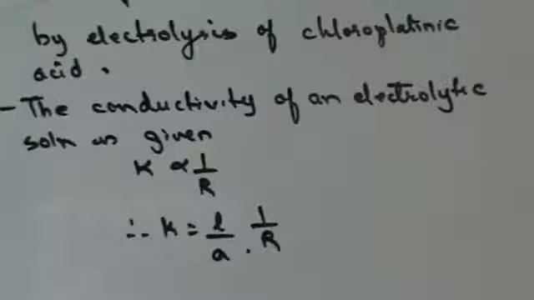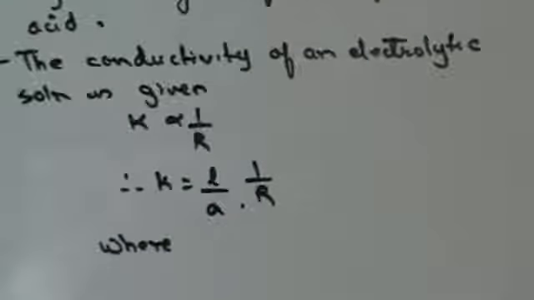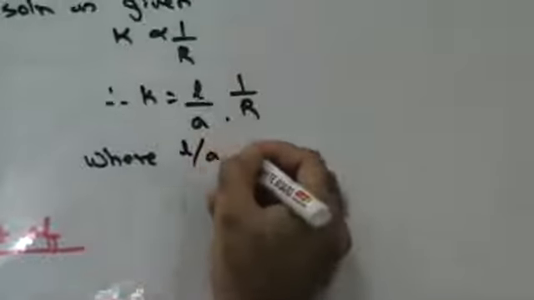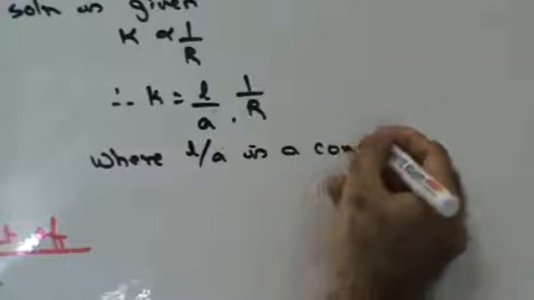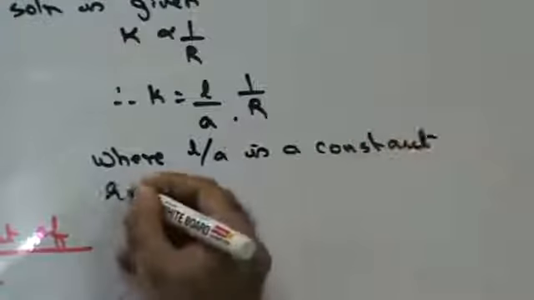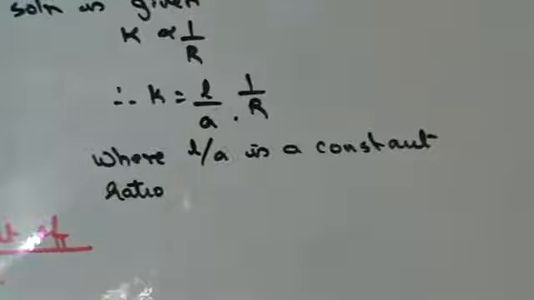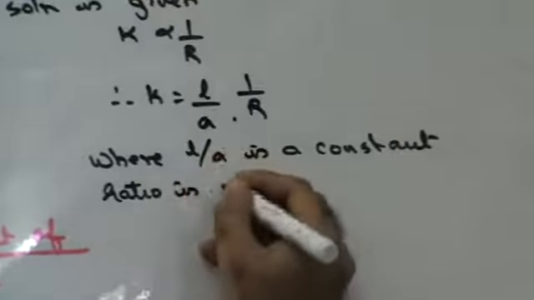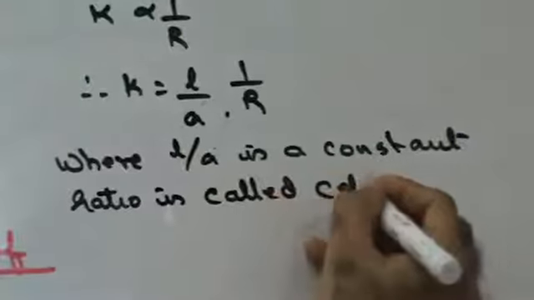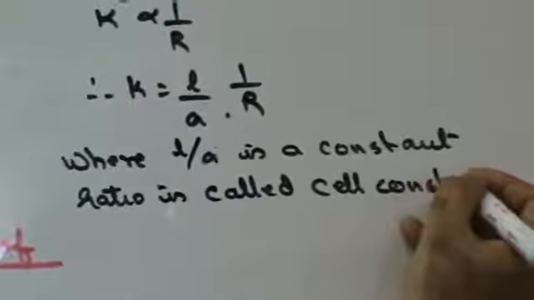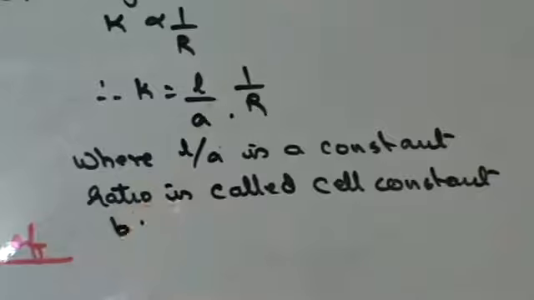Right? Where L upon A is a constant ratio. It's a constant, I can take any value for this. L upon A is a constant ratio and is called the cell constant, constant B. Right, did you get this thing clear? So this is called the cell constant B.